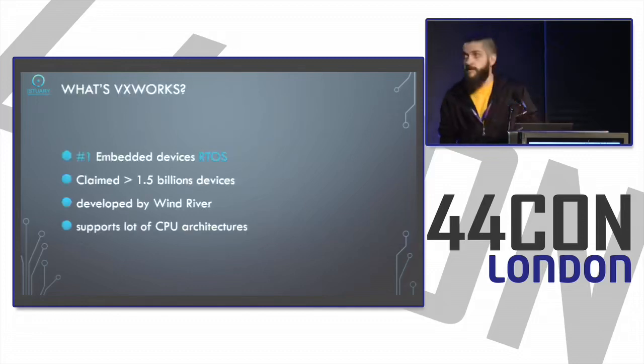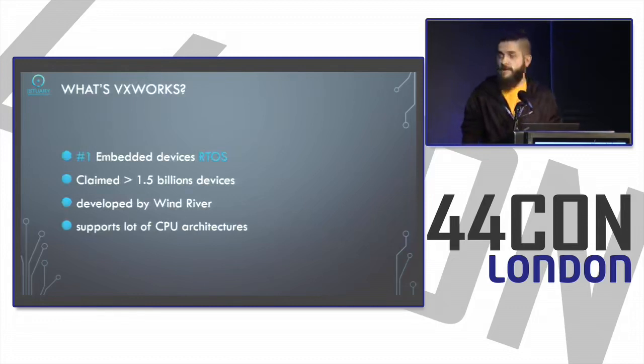So what's VxWorks? For people who don't know, it's the number one embedded device real-time OS. Wind River claims it's over 1.5 billion devices that run VxWorks. And it supports a lot of CPU architectures: x86, ARM, x86-64 recently, MIPS, PowerPC, and so on.